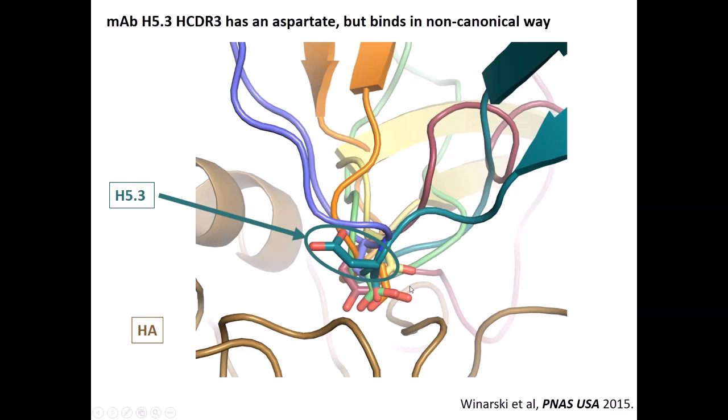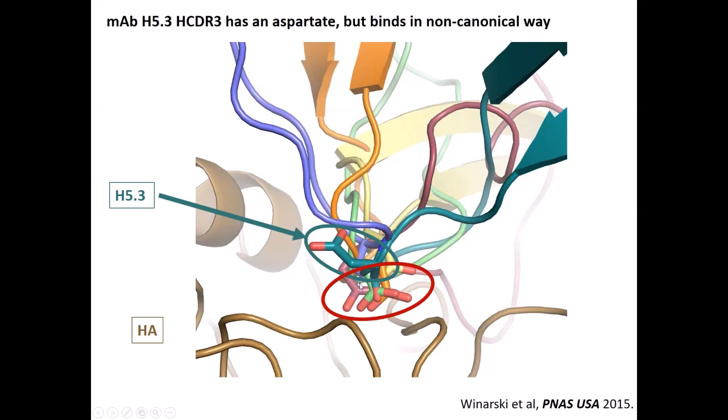So HA is on the bottom, and the aspartate points away. Katie Winarski got this co-crystal structure with Ben Spiller here at Vanderbilt. If you look at all the other structures to which I've been referring that have aspartates, they interact with the HA, but the H5.3 antibody points the aspartate away. So it has it in the right position, but it doesn't display it in the same manner.